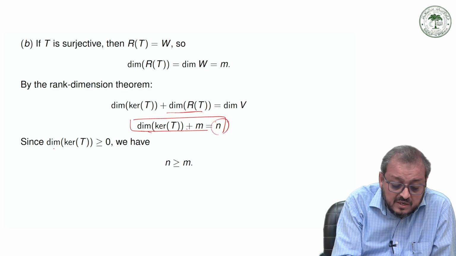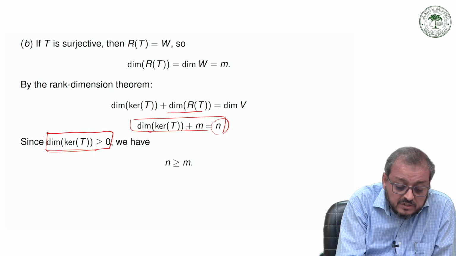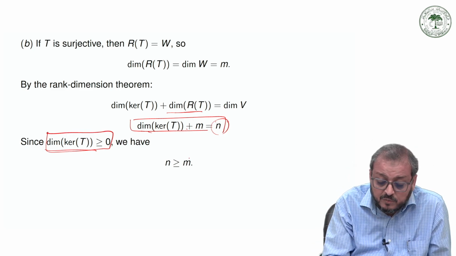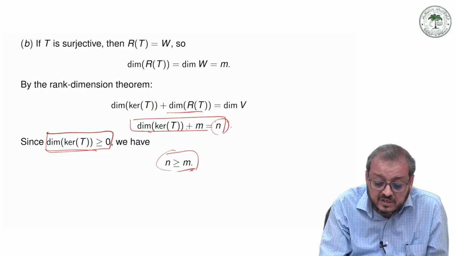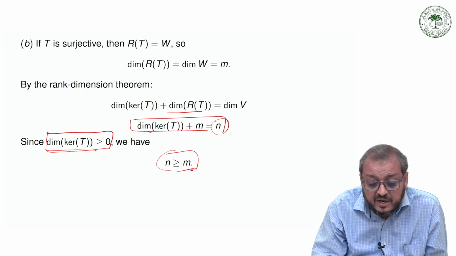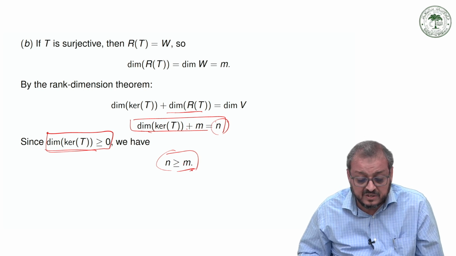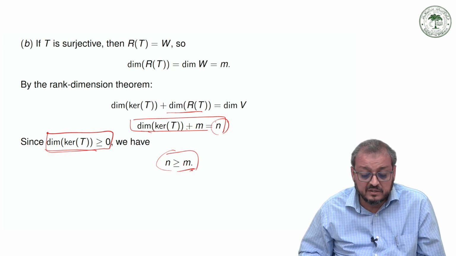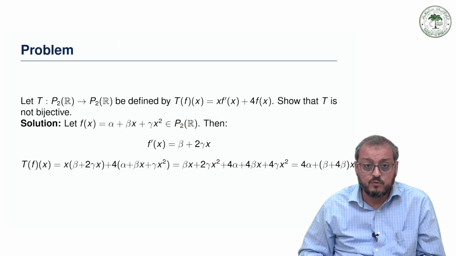So this means clearly, since the dimension of the kernel of T is always greater than or equal to 0, n should always be greater than or equal to m. So this condition is always satisfied in this form. So this completes the proof of this result.